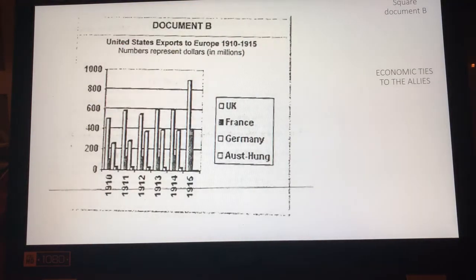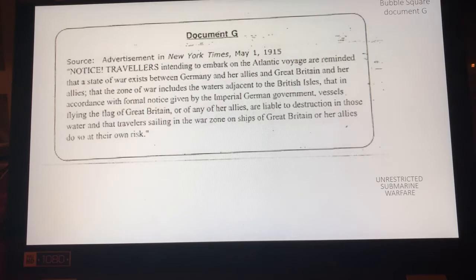Really, from a map and a chart, I can't tell the intended audience. I can't tell the point of view of the document, and I can't tell its purpose. It's giving us just about exports, right? What are we sending? So what we're going to do is go to the bubble documents, which are the first document sets. Okay, it's this one in the front. We're going to go to document G.